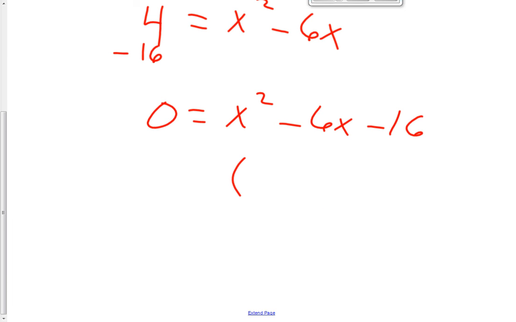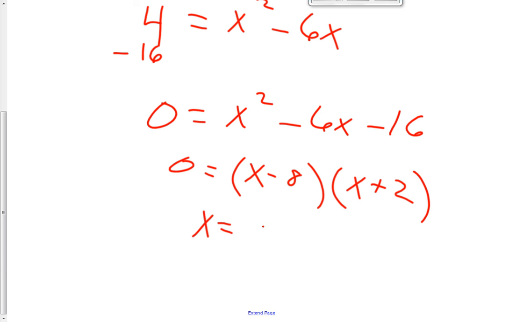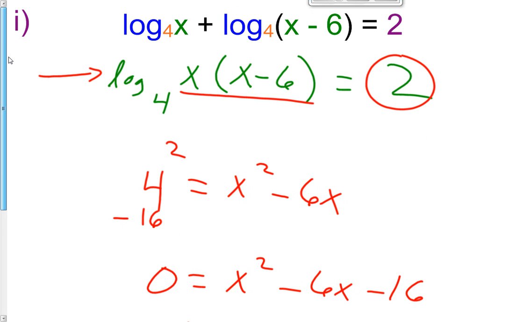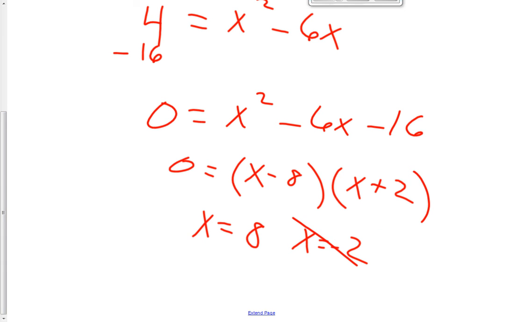Now we can factor this guy down: x minus 8 and x plus 2, and we get a 0. So x equals 8 and x equals negative 2. Check to see if we get a negative log base. Log base 4 of x, so a log base 4 of negative 2 is extraneous. Can't have that. x equals 8 is our only answer. Whew! Let's try letter J on our own.